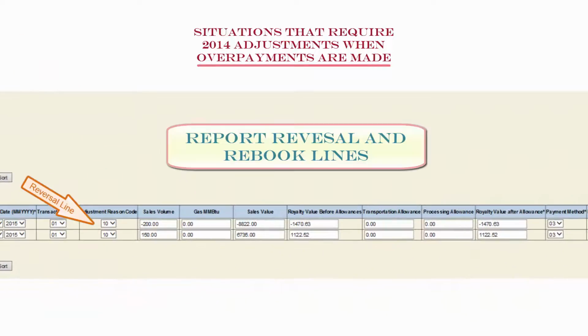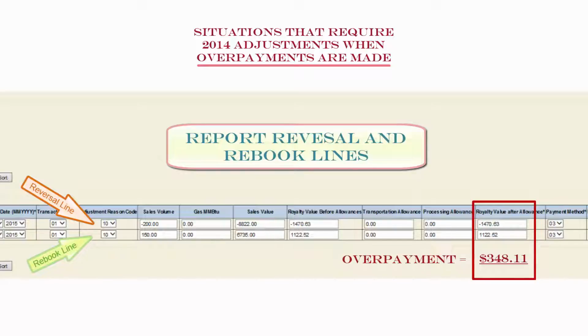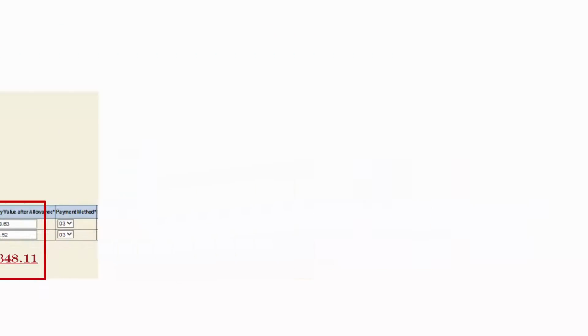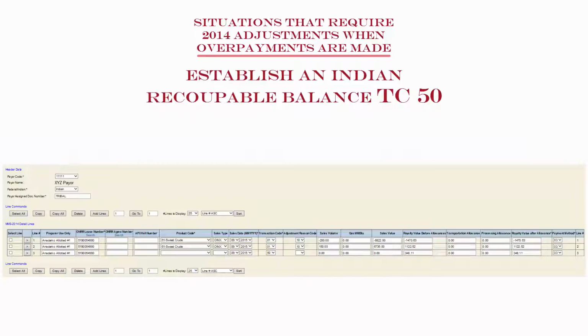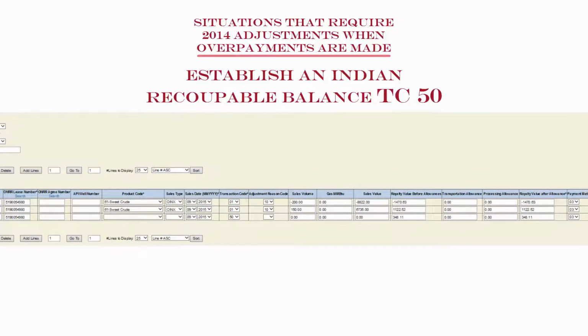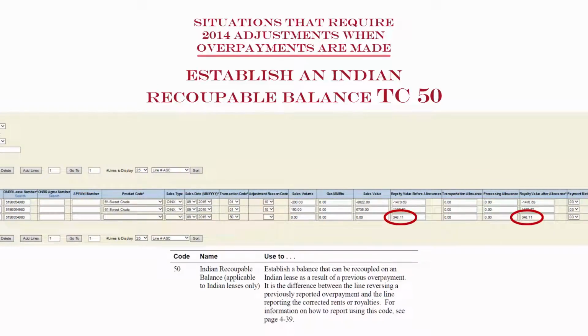Report your reversal and rebook lines just as you normally would when making adjustments. In this example, the overpayment is equal to $348.11. Establish an Indian recoupable balance equal to the overpayment for each lease by using a transaction code 50 or TC50.